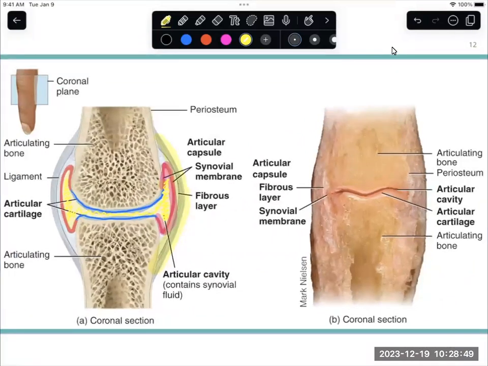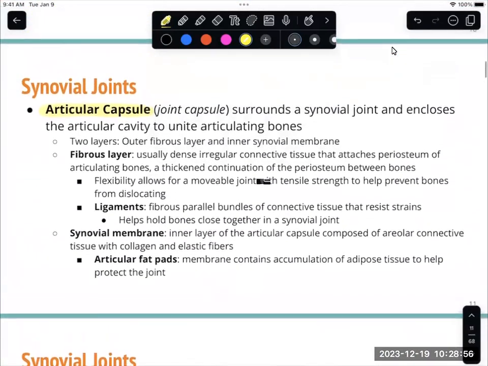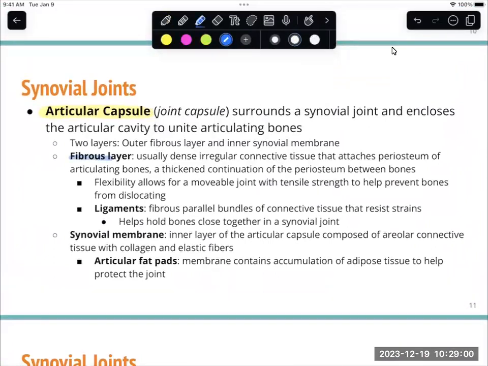So every single synovial joint is going to have these features. This articular capsule is made up of that fibrous layer and that synovial membrane. That fibrous layer is dense irregular connective tissue that is made of ligaments. These ligaments help to resist strains or tears. It's helping to hold these bones in place. That synovial membrane is going to be areolar connective tissue. Again, that packing material, the most common connective tissue in the body that's got that collagen and elastic fibers.